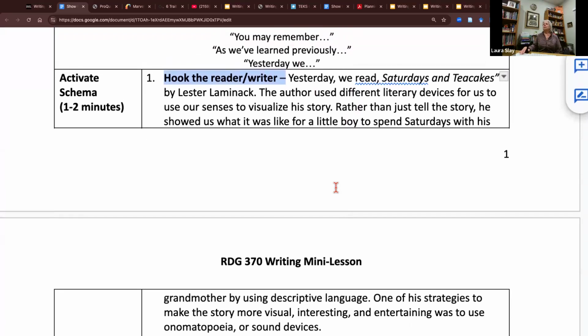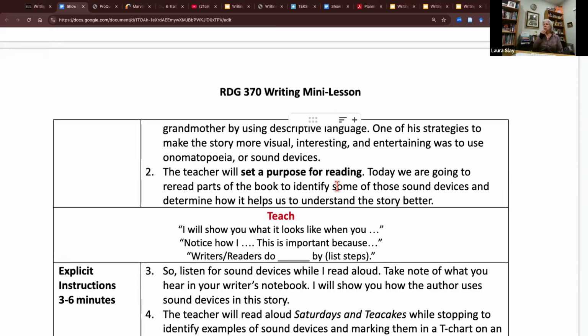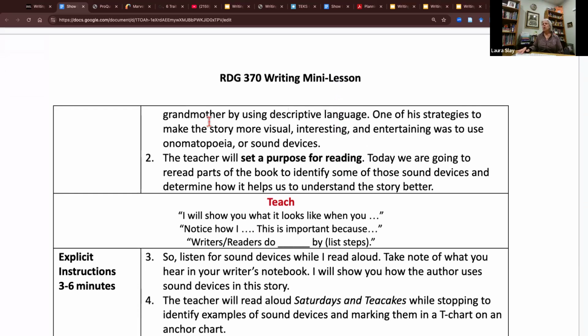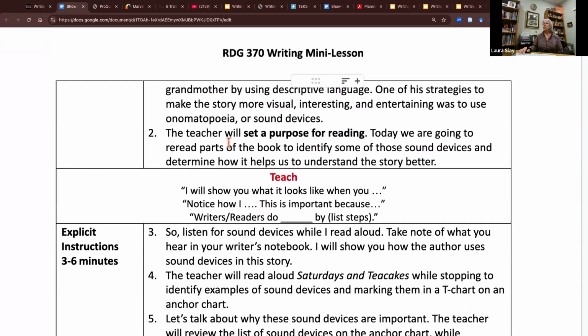I would say, yesterday, we read Saturdays and Tea Cakes by Lester Laminack. The author used different literary devices for us to use our senses to visualize his story. Rather than just tell the story, he showed us what it was like for a little boy to spend Saturdays with his grandmother by using descriptive language. One of his strategies to make the story more visual, interesting, and entertaining was to use onomatopoeia or sound devices. And then the teacher will set a purpose for reading.